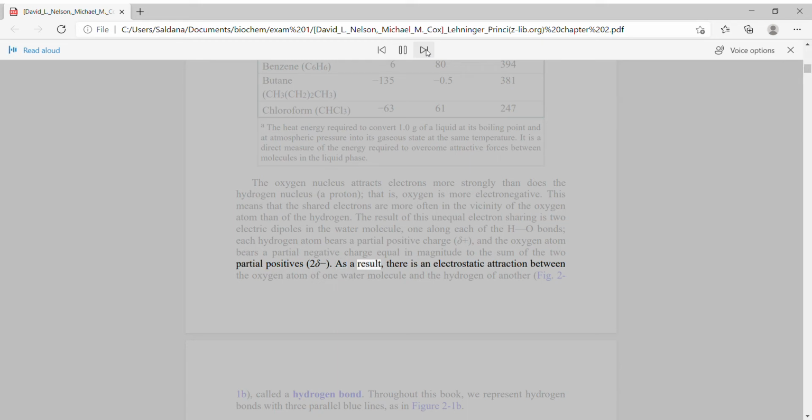As a result, there is an electrostatic attraction between the oxygen atom of one water molecule and the hydrogen of another, Fig. 2-1b, called a hydrogen bond. Throughout this book, we represent hydrogen bonds with three parallel blue lines, as in Figure 2-1b.